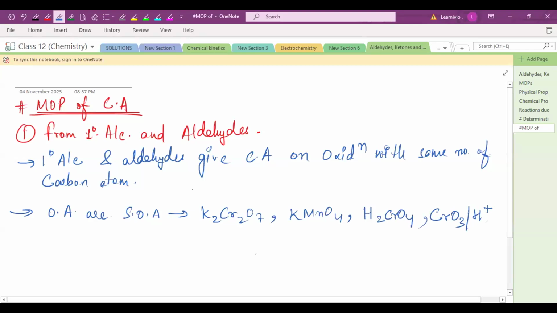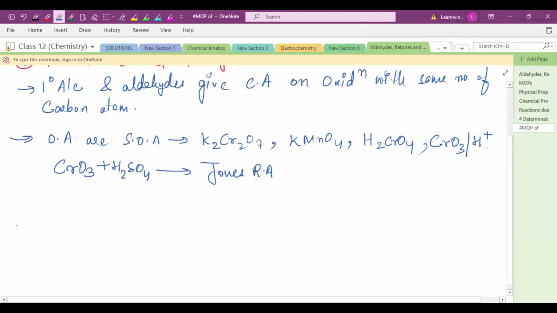Okay, you can take the HCl, H2SO4, so it will be a strong oxidizing agent होना चाहिए इसके साथ, then it will become a strong oxidizing agent. Okay, and you should remember what is Jones reagent. So Jones reagent is CrO3 plus H2SO4. We are using these two combination, this combo is known as Jones reagent. Chromic oxide plus sulfuric acid is a Jones reagent.